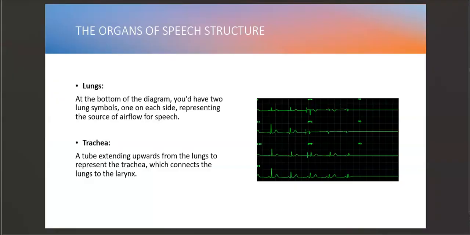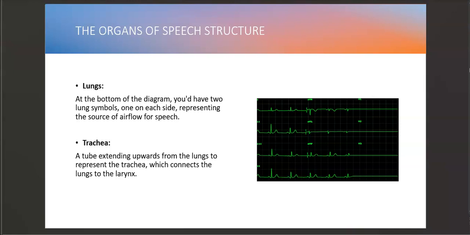Okay, so now let's look at the organs of speech structure. When we talk about the organs of speech structure, how are they arranged? At the bottom of the diagram, you'd have 2 lung symbols, one on each side, representing the source of the airflow of the speech. I said that the lungs are the source of the sounds that are produced. That is where the air comes from and helps shape sounds and the different speech that we talked about.